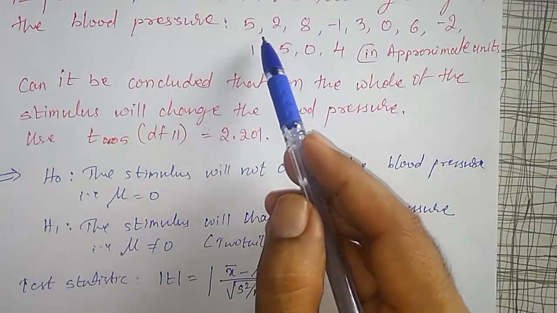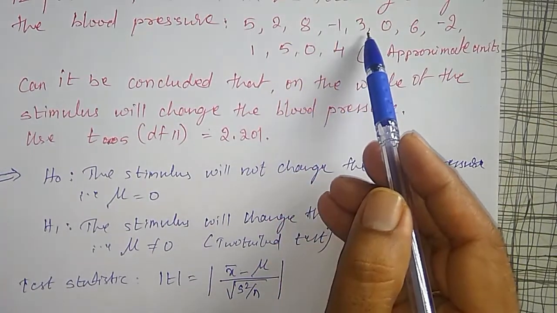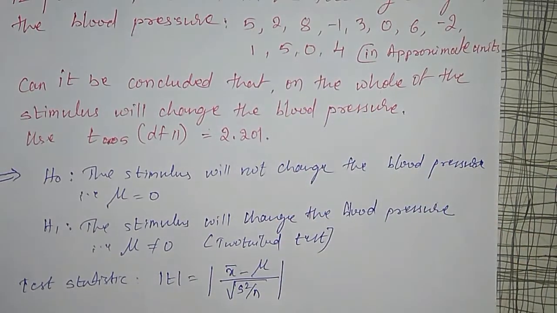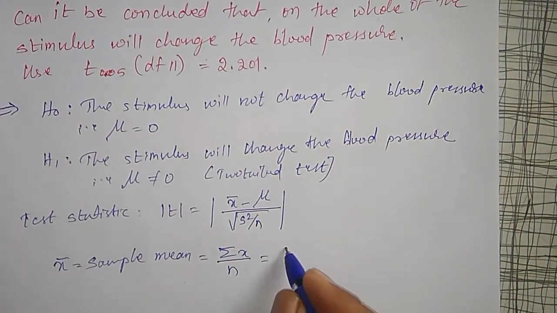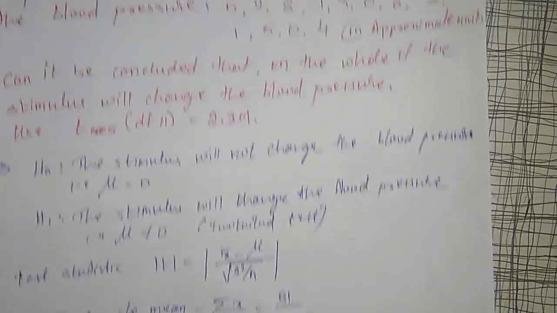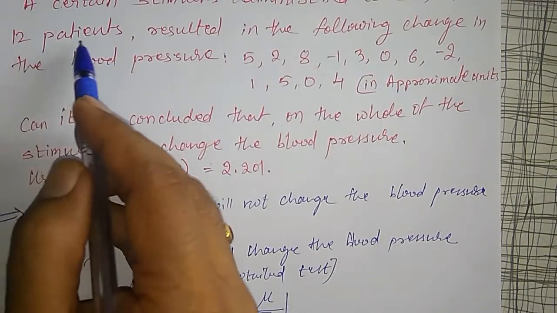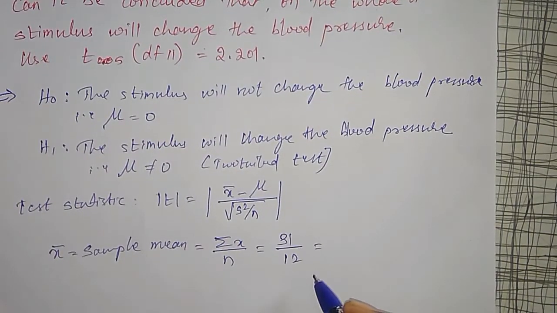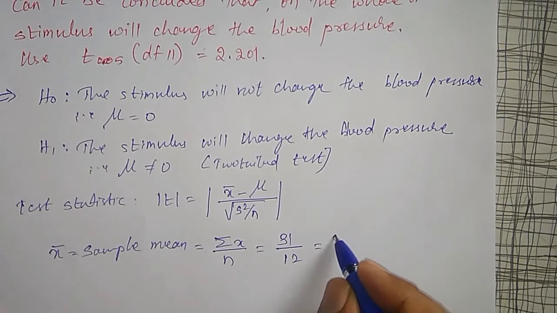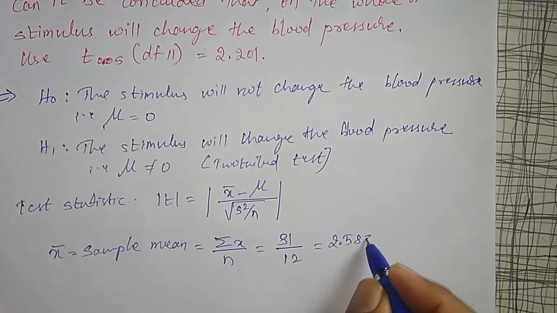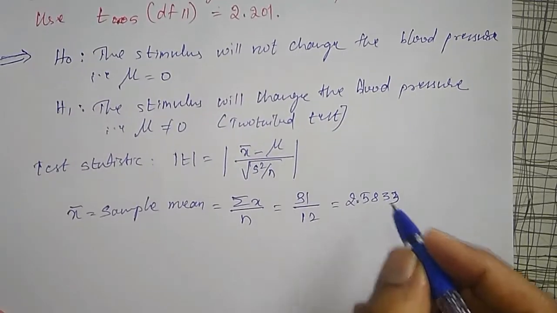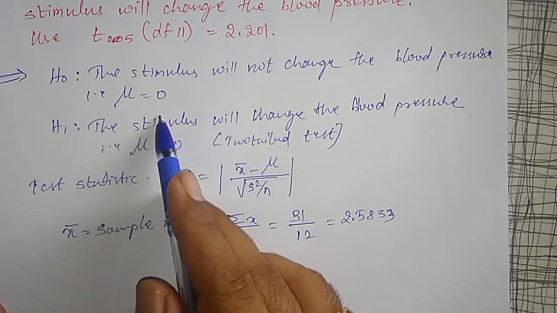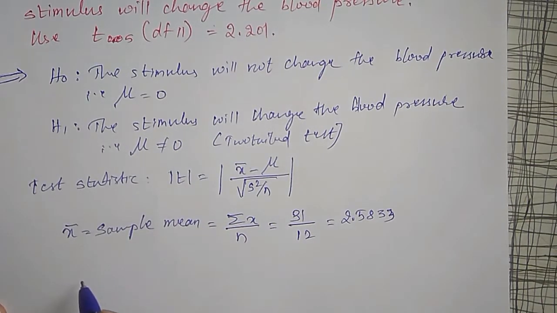I have to add up 5 plus 2 plus 8 minus 1 plus 3 plus 0 plus 6 minus 2 plus 1 plus 5. Addition of all these values will give you 31, divided by the sample size, that is 12 patients they have done, so divided by 12. It will give you 2.5833 as the mean.